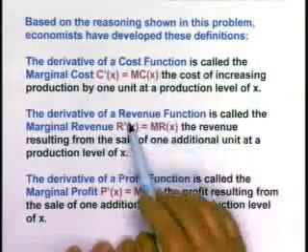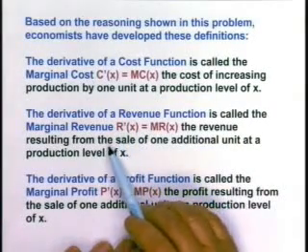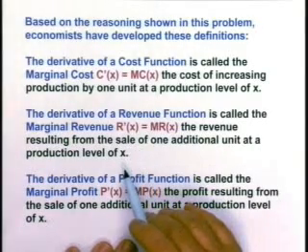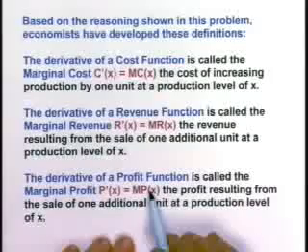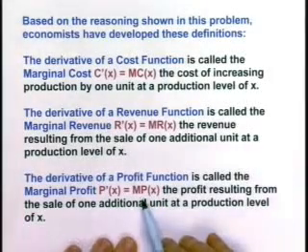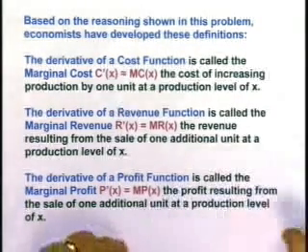The derivative of a revenue function is called the marginal revenue, the revenue resulting from the sale of 1 additional unit at a production level of x. And finally, the derivative of a profit function is called the marginal profit, and that's the profit resulting from the sale of 1 additional unit at a production level of x.